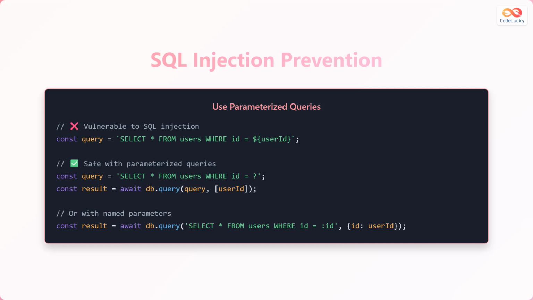Pass the user ID as a parameter to the query function. Or use named parameters. Provide an object where the keys match the parameter names in the query. These methods ensure that user input is properly escaped, preventing SQL injection attacks.